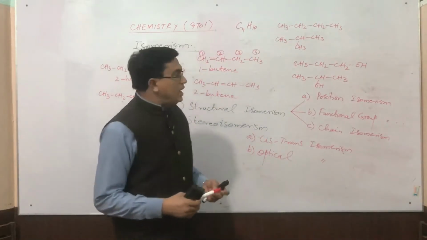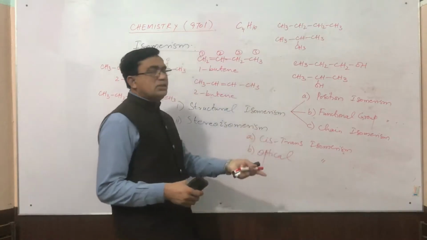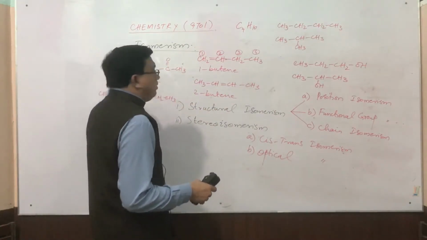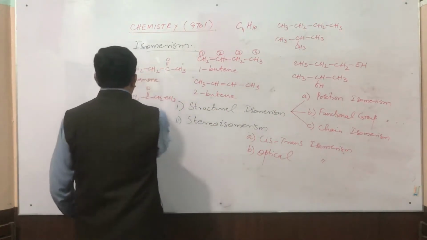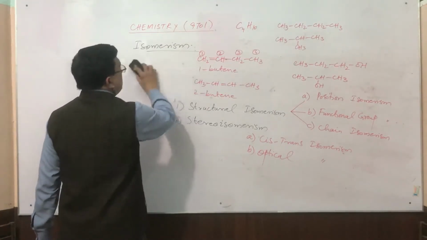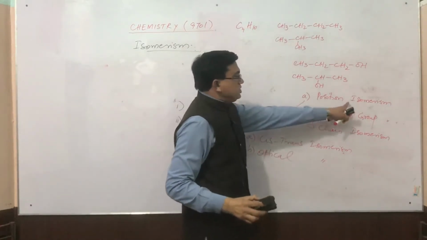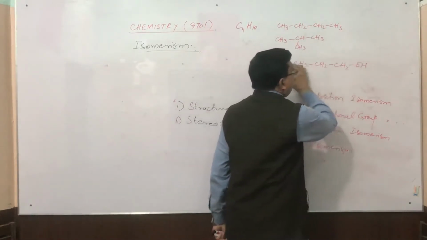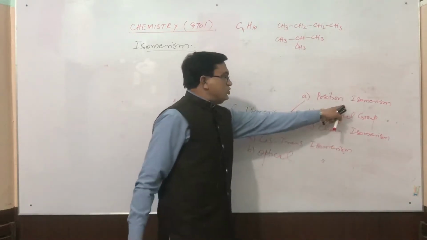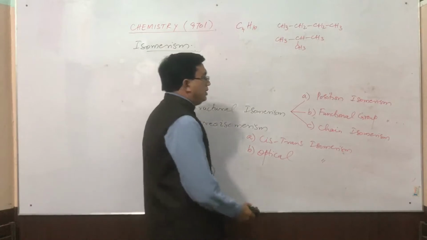We can also give the example with the halogenoalkanes, with alcohols, with double bond, and with all other functional groups which we have learned in the previous lecture. Now all these are the examples of position isomerism, which is mainly associated only with the position of a functional group.